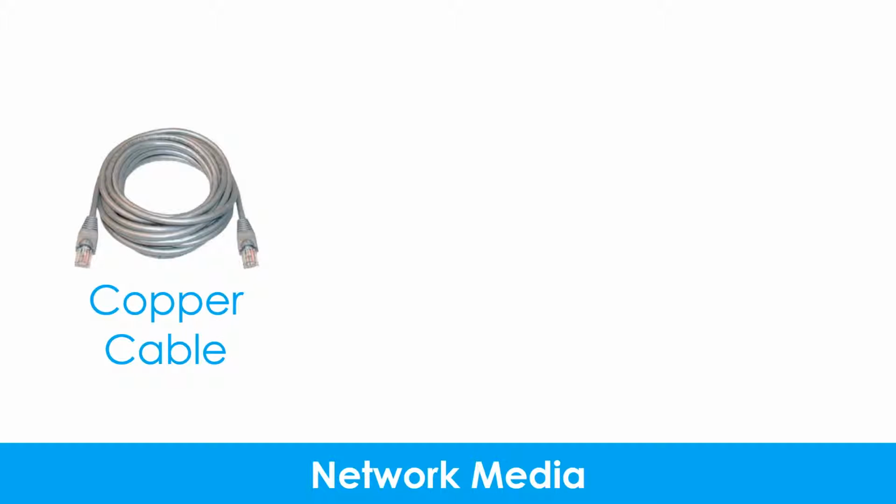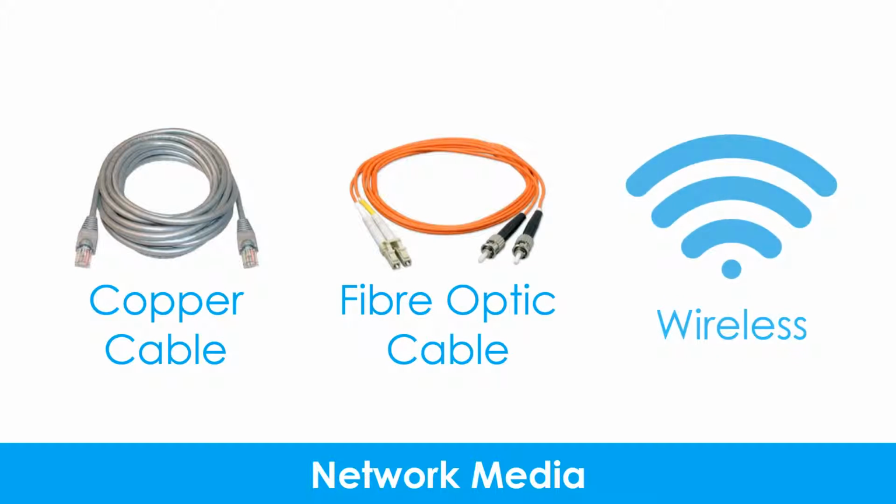There are 3 different types of network media that are used to connect computers together in a network: copper cable, fiber optic cable, and wireless. Copper cable is suitable for use over long distances, but needs to be well insulated and is prone to interference. Fiber optic cable is reliable and not prone to interference. However, it is expensive and fragile. Wireless connections use microwaves or radio waves to transmit data between devices over short distances and are prone to interference.